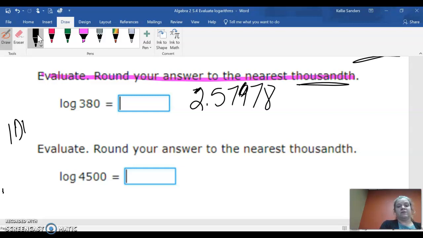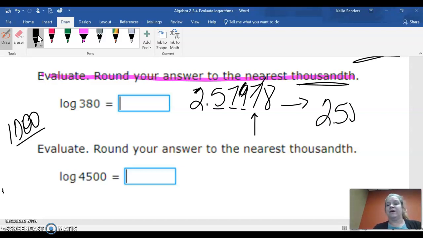Again, the number 1,000 has 3 zeros. However many zeros are in that word, that's how many decimal places we're going to have in our answer. So 1, 2, 3. So we're going to look at the fourth number to be able to see if the third number changes. And in this case, it does. It would change the 9 to a 10, or 79 to an 80. So 2.580 is going to be your answer on that.